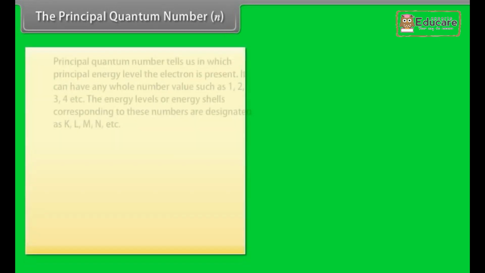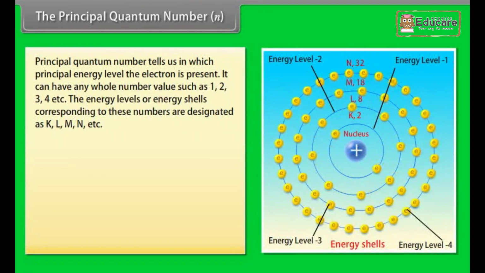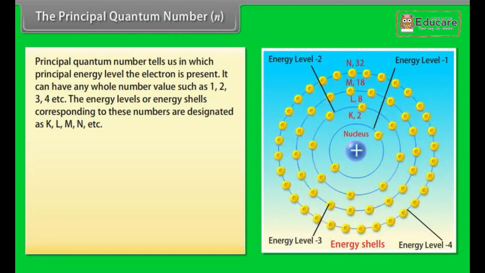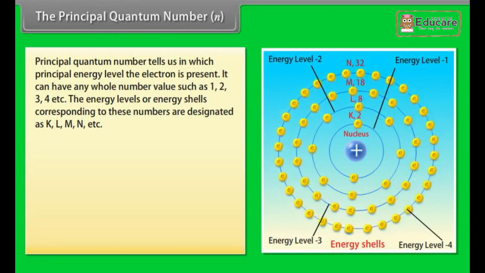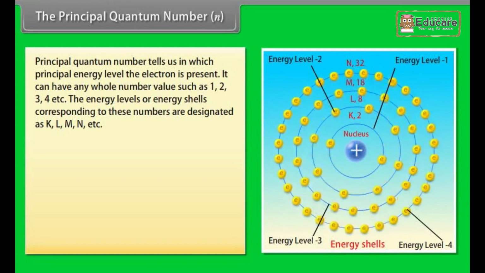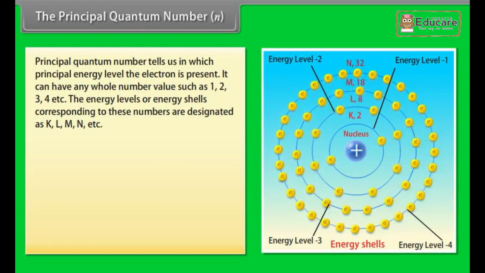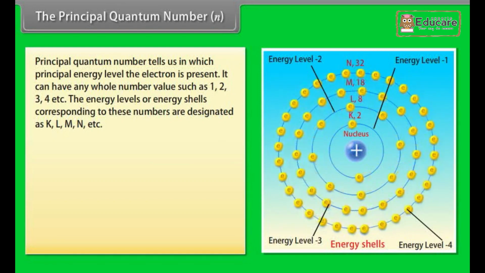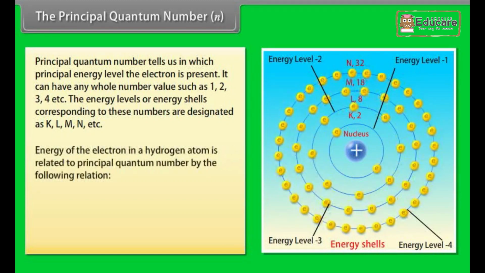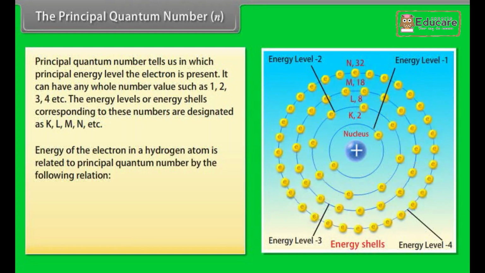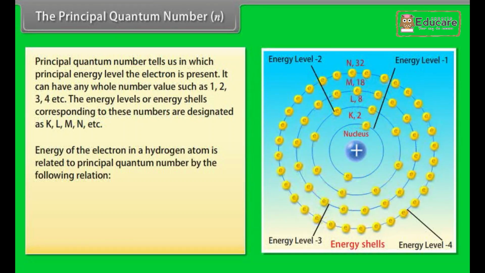The principal quantum number, n. The principal quantum number tells us in which principal energy level the electron is present. It can have any whole number value such as 1, 2, 3, 4, etc. The energy levels or energy shells corresponding to these numbers are designated as K, L, M, N, etc. The energy of the electron in a hydrogen atom is related to the principal quantum number by the following relation.